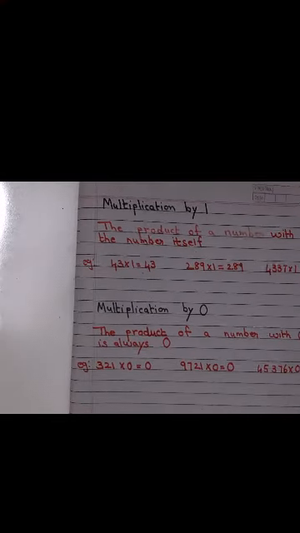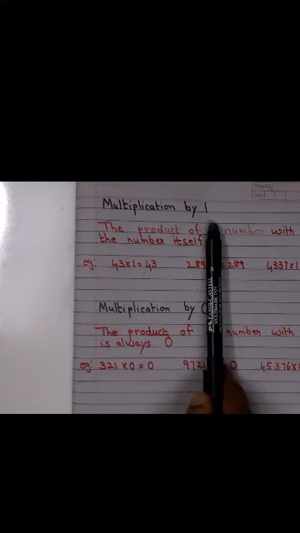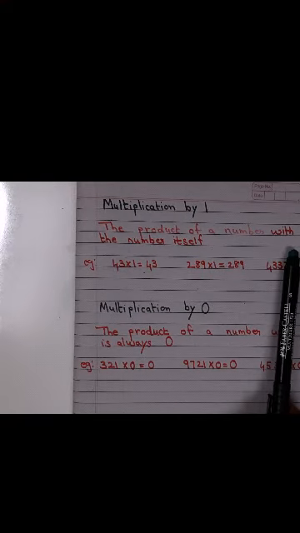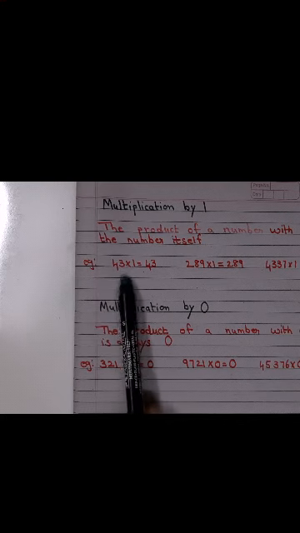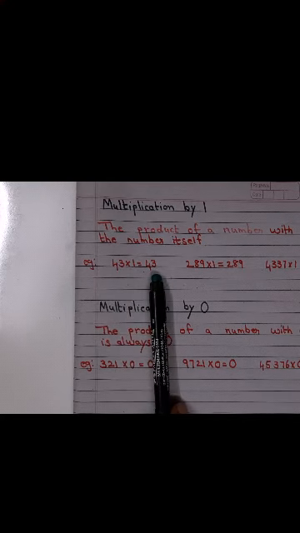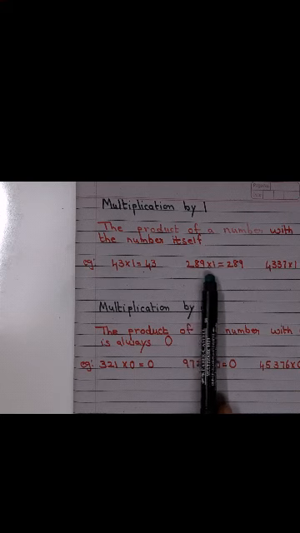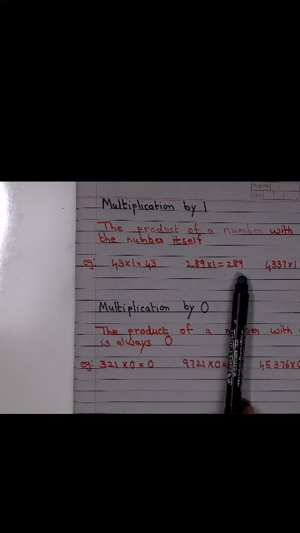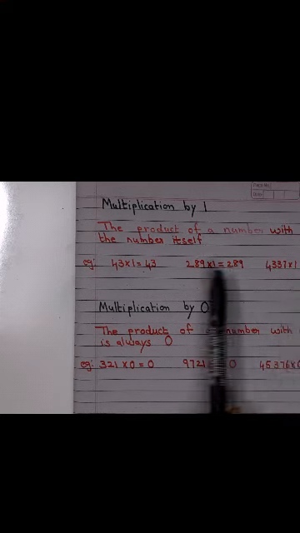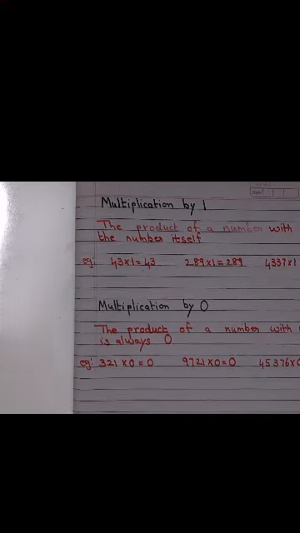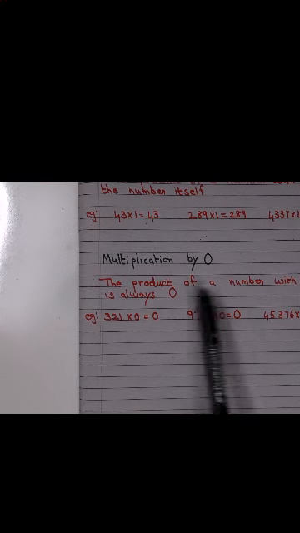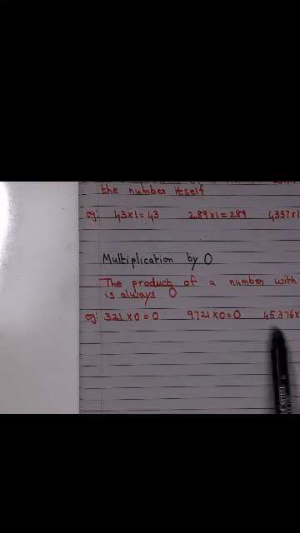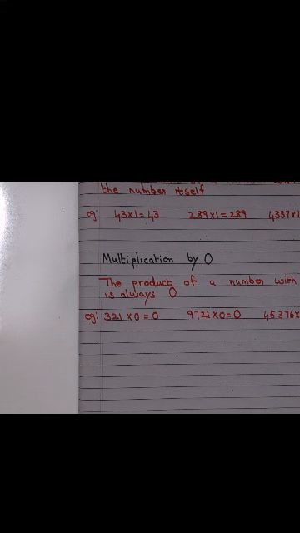Now let's see some other properties of multiplication. Multiplication by 1. The product of a number with 1 is the number itself. We all know this children. 43 into 1 is 43. 289 into 1 will give you the same number. Similarly, any number you multiply by 1, you will get the same number. Now what happens when you multiply by 0? The product of a number with 0 is always 0. Okay?